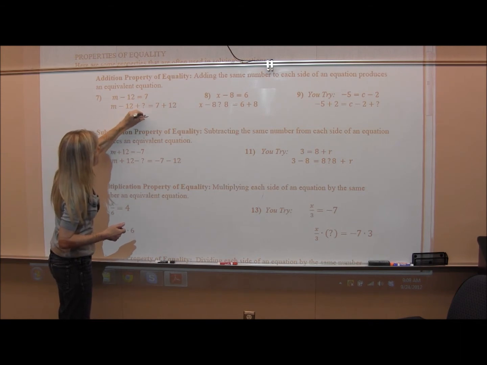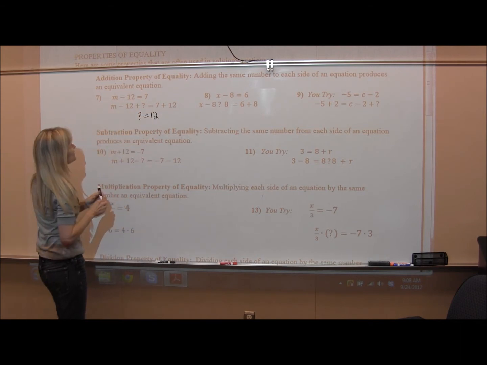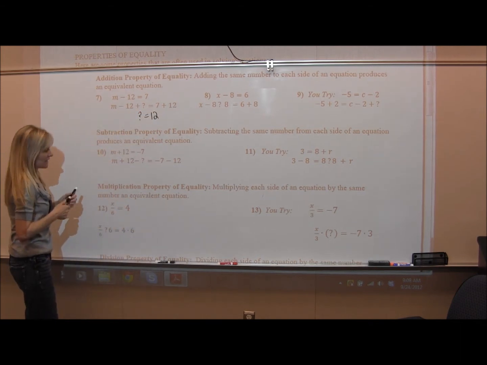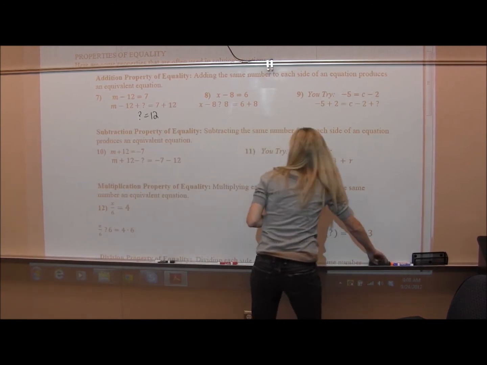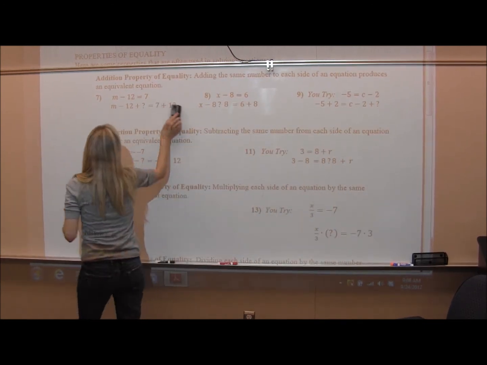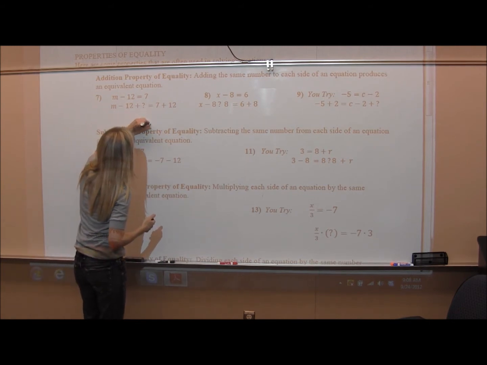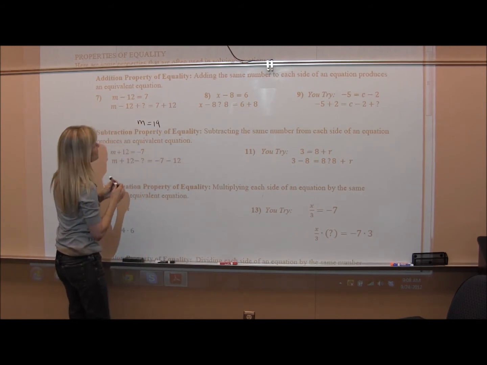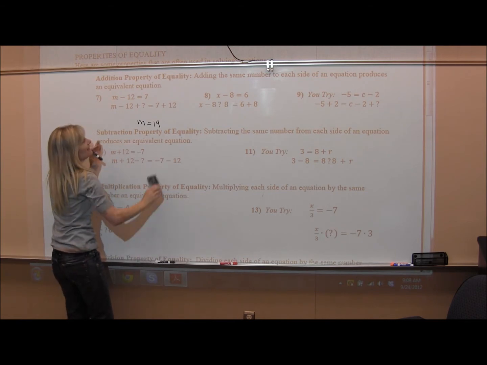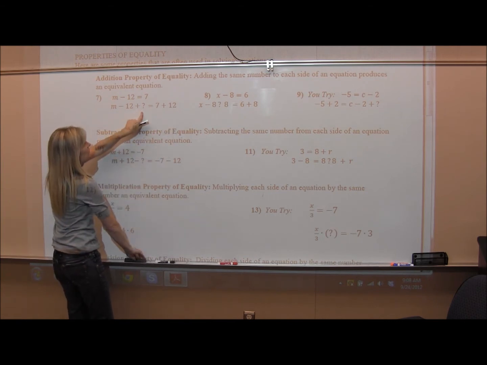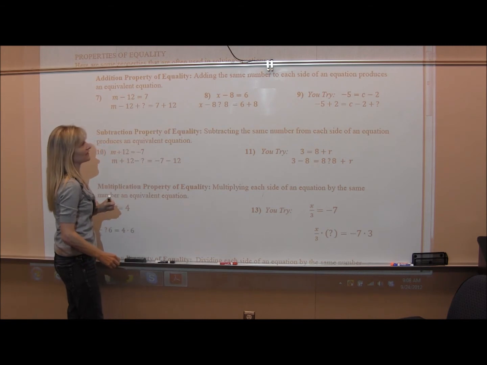So the question mark is a 12. Okay, we're adding 12 to both sides. And it's going to result in, and this is familiar to you, I'm sure, the end result will be m equals 19. That's the goal. But we're not even doing that yet. All we're doing is saying, what are we adding here if we're adding 12 there?